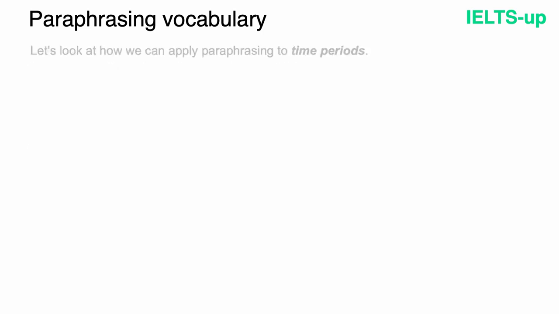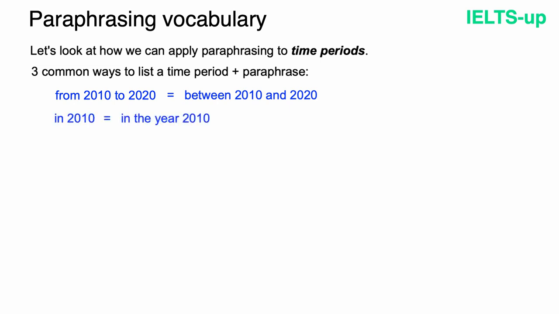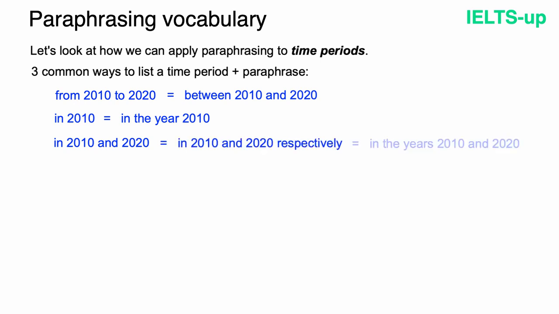Alright, now let's look at how we can apply paraphrasing to time periods. Look at these three common ways to list a time period and their paraphrases. From 2010 to 2020, between 2010 and 2020. In 2010, in the year 2010. In 2010 and 2020, in 2010 and 2020 respectively, in the years 2010 and 2020.